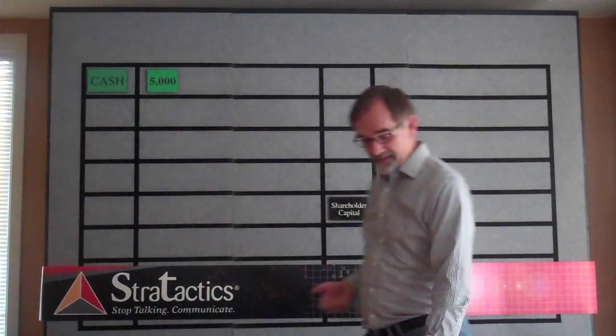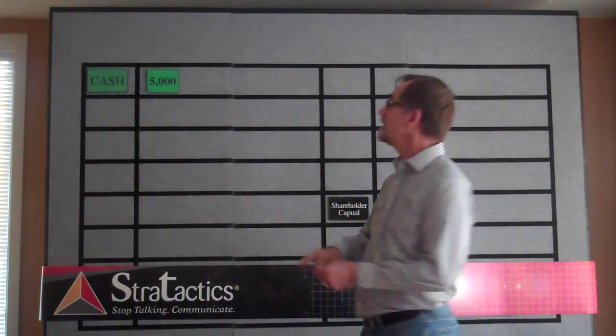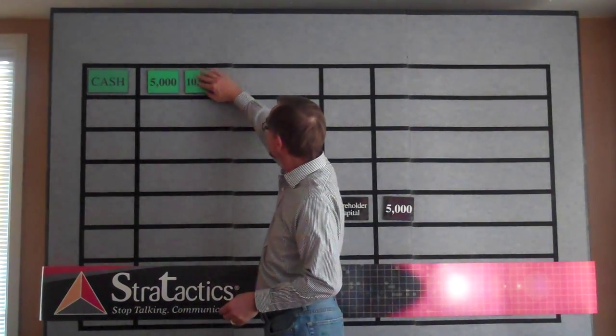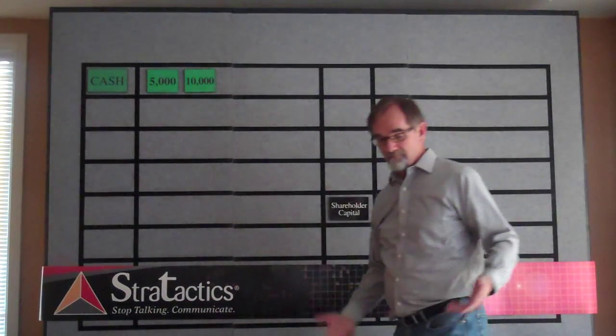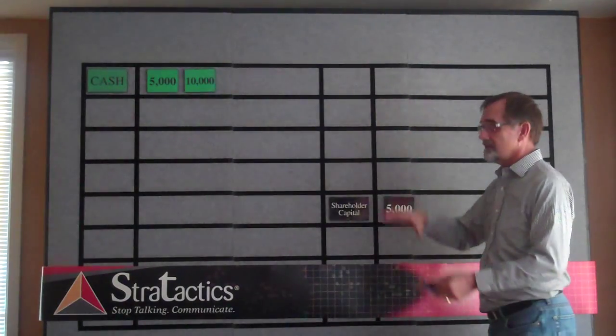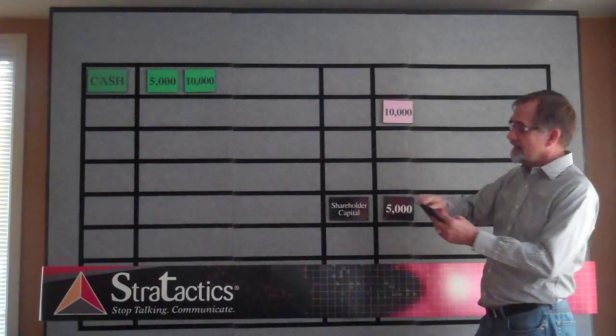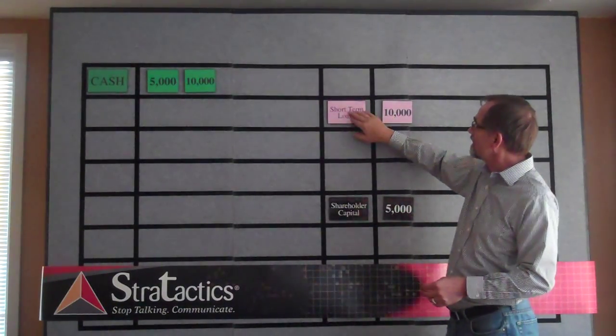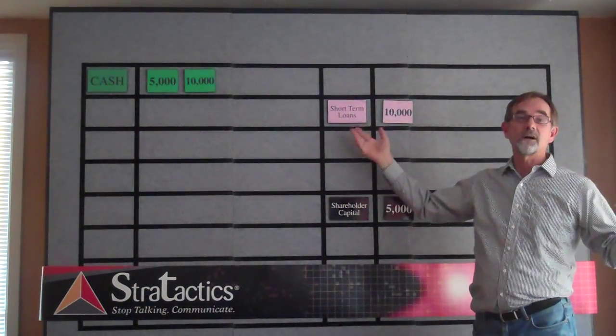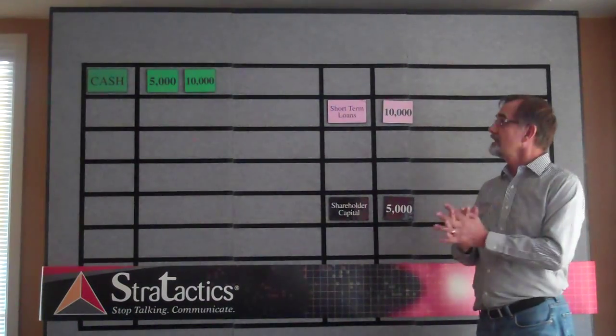Now, from the bank, we got an additional $10,000. So I'll put that right here. That's the cash. Of course, the bank is not a shareholder, so we have to create another category. We're going to put $10,000 pink here and call that short-term loans, or you might see it called notes payable.